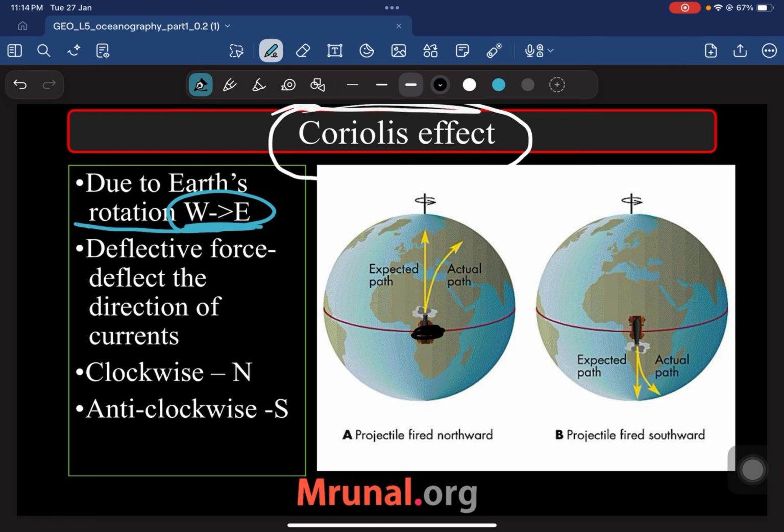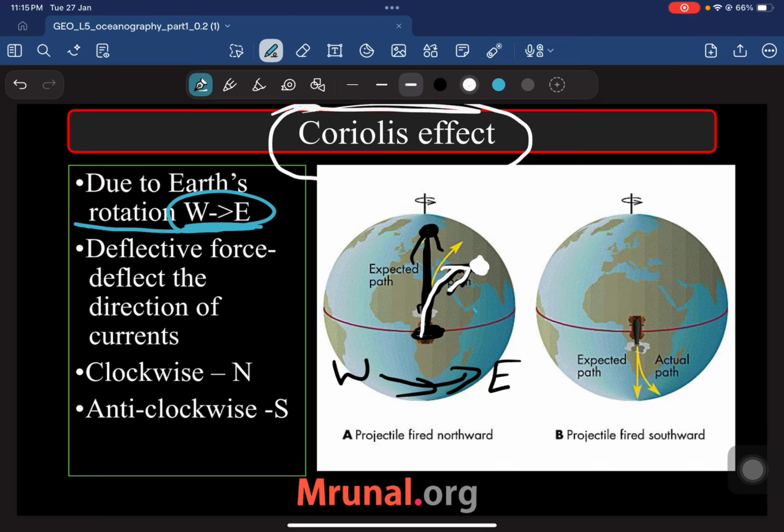Because of the rotation of Earth from west to east, when it is rotating, if I throw a bomb from here it will deflect like this. It will not go straight. It will deflect its path. The expected path is here, but actually it will reach here. Why? Because of rotation of Earth, it gets deflected. This is called Coriolis force.